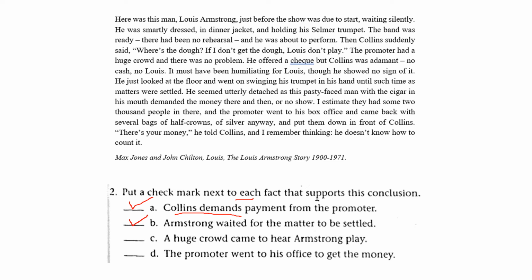C, a crowd came to hear Armstrong play. There is nothing there about money, so C is not correct. And D, the promoter went to his office to get the money, and the money is then given to Collins, and Collins will have to count the money. He will have to check that everything is there. Collins is dealing with the money. So A, B, and D all support that conclusion.